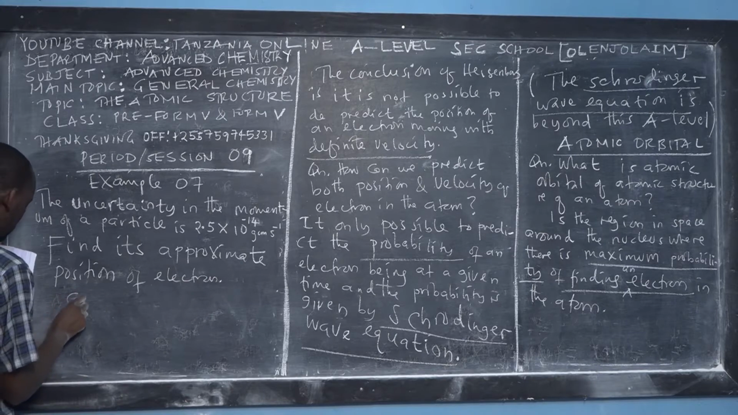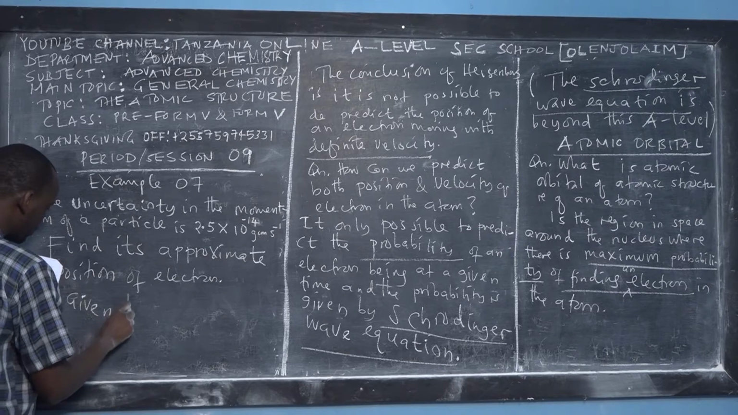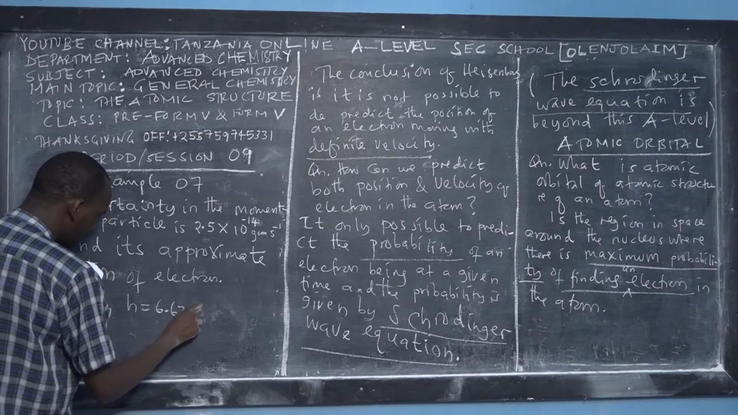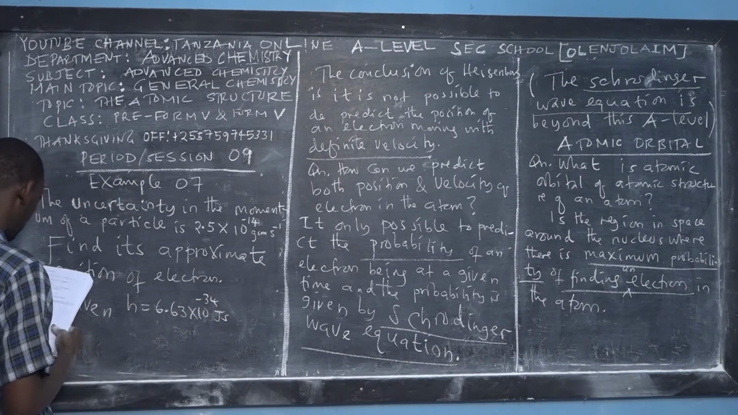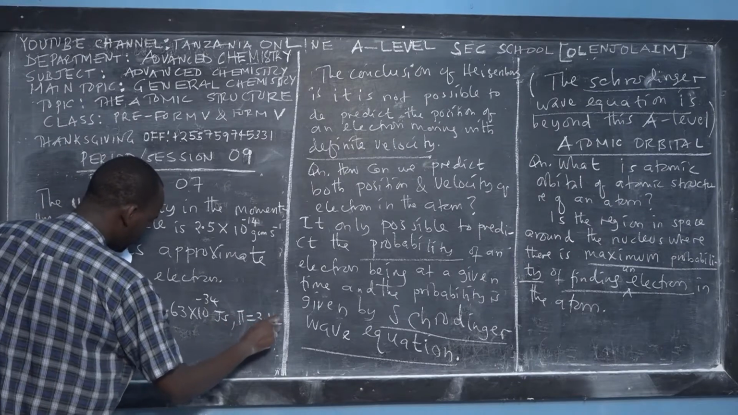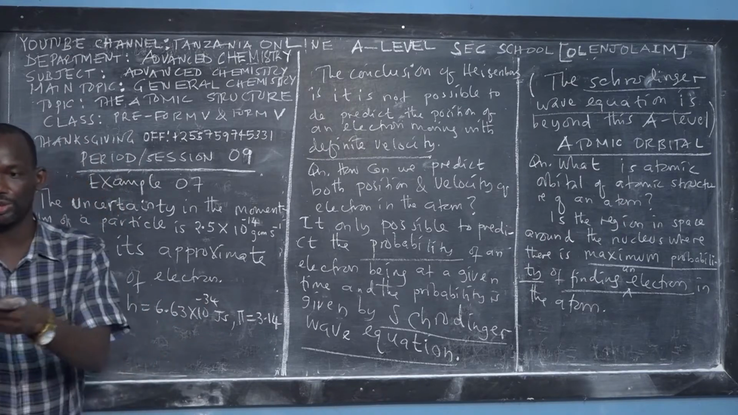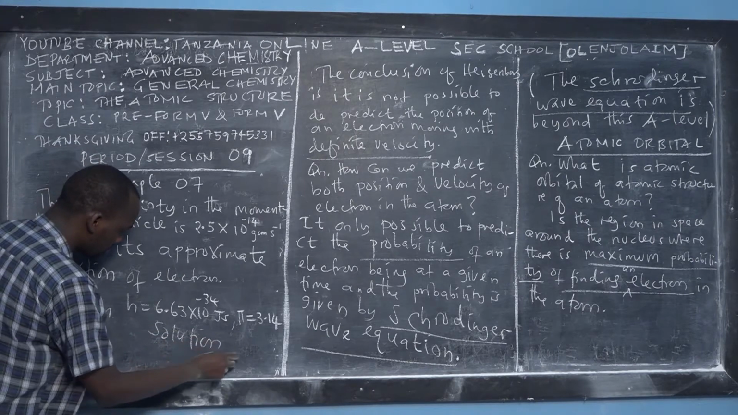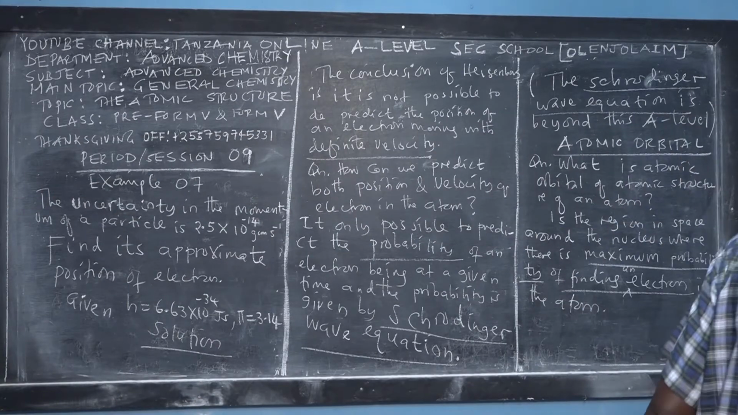So given Planck's constant is equal to 6.63 exponent negative 34 joule second, and pi is equal to 3.144, so that all the students who will be doing this question get the same response. Okay? So solution. Let us read the question first.